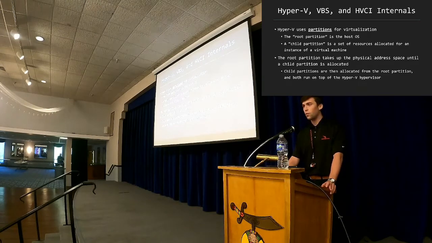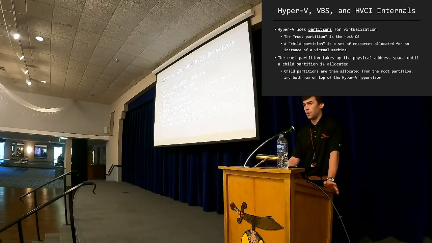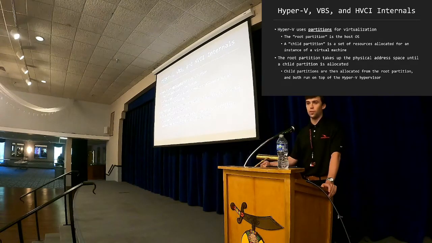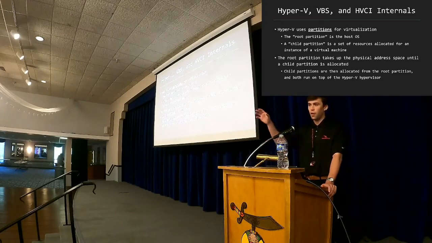And Hyper-V works off of the notion of partitions. The root partition is what's called the host OS. So what happens with Hyper-V is, when your machine boots, the root partition fills the entire physical address space. That's your host operating system, right? There shouldn't be any VMs running at that point. As VMs are created, those create what are known as child partitions, which are basically just a set of resources that host a virtual machine. As I mentioned, the root partition takes up the whole address space of the computer, and anytime we create a virtual machine, we allocate from that root partition.